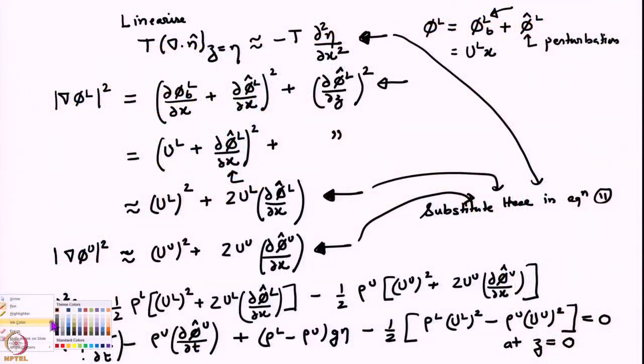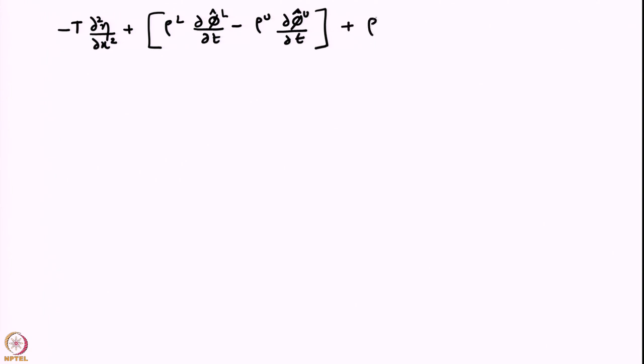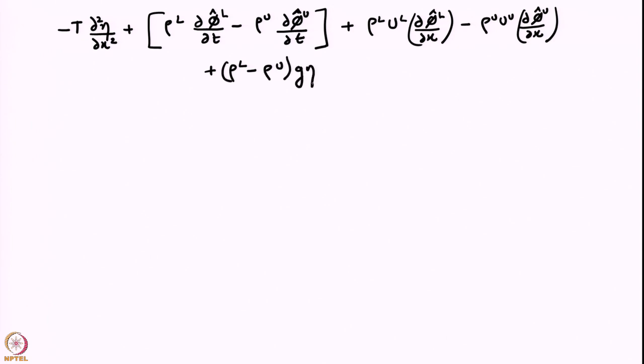Now we can cancel out some of the things here. So, rho l u l square cancels out a rho l u l square, and rho u u u square cancels out a rho u u u square. After this cancellation, let us write the resultant equation. We are left with minus T del square eta by del x square plus rho l del phi hat l by del t plus rho l u l, and plus rho l minus rho u into g eta is equal to 0. And as I said earlier, this has to be applied at z is equal to 0.